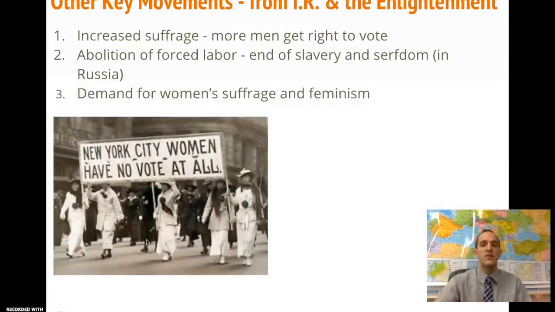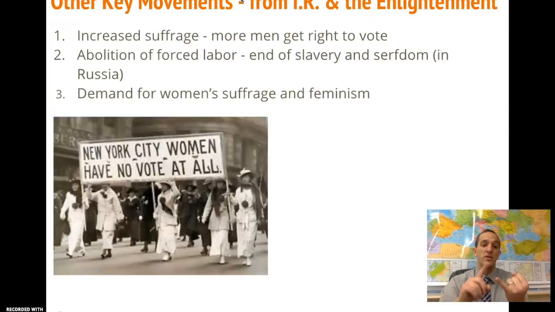So last thing, one side of this, other movements are going to come out of this industrial revolution, which are connected to the Enlightenment. One, we're going to have increased suffrage. More men are going to get the right to vote, and women are going to start pushing for that right. We see the beginning of feminism in this period. As we have women working in factories and sacrificing for their family, they're going to start also asking for the right to vote. And when I say more men get the right to vote, this could include people who were formerly slaves, like in the United States.